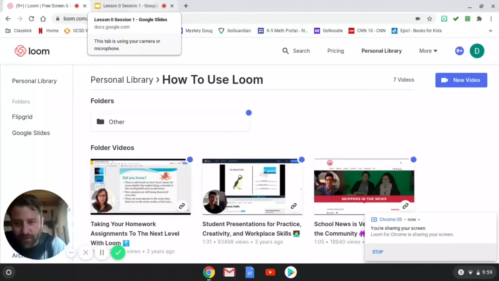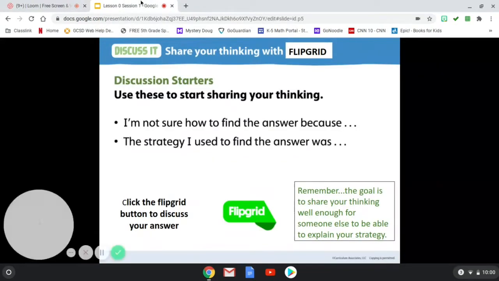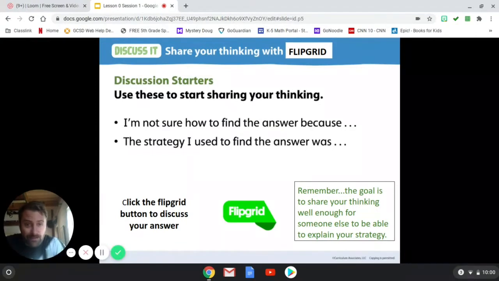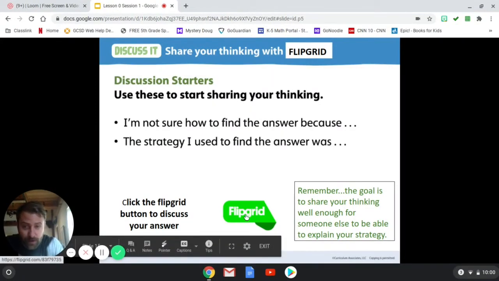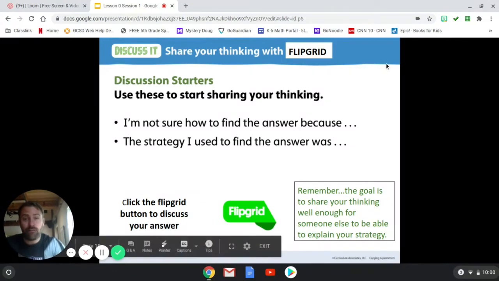Good morning, fifth graders. This morning, we're going to be learning about how to use Flipgrid when you are in math class. So the first step to this is we're going to take a look at our math slideshow. And as we're going through it, if we see this Flipgrid icon, we need to make sure that we're clicking on it in order to create a Flipgrid like our teachers want us to.